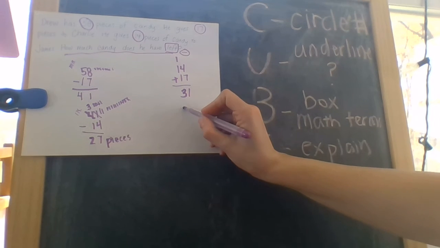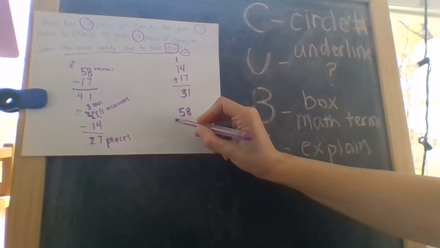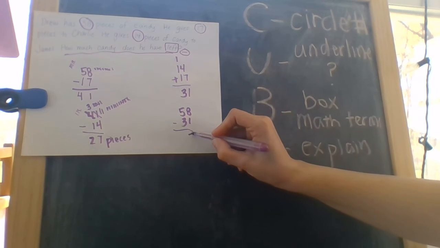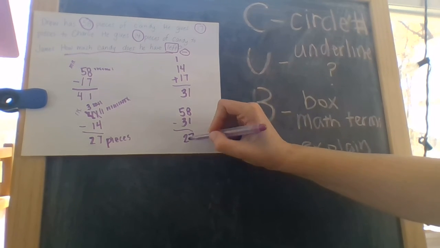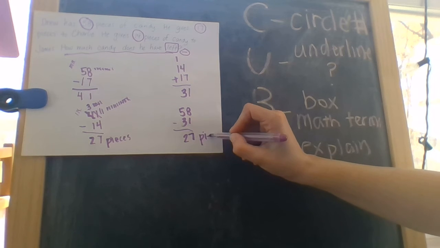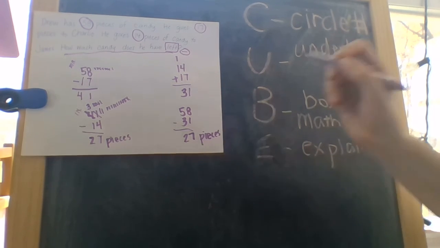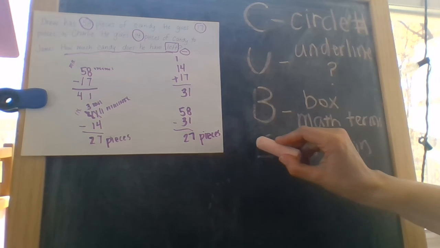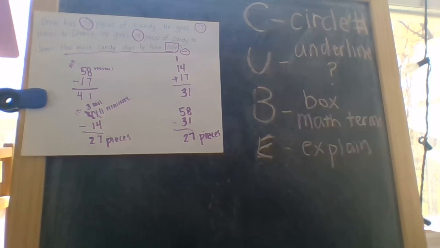Now I'm going to take my 58 minus 31. 8 minus 1 is 7. 5 minus 3 is 2. 27 pieces. I have circled my numbers, underlined the question, boxed in the math terms, and explained what I did.